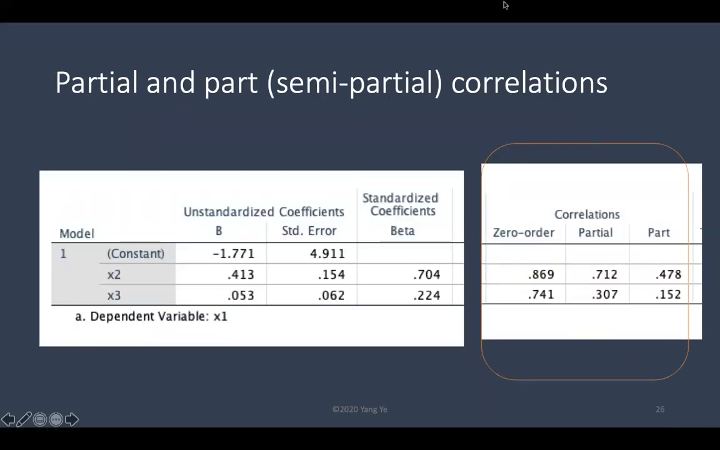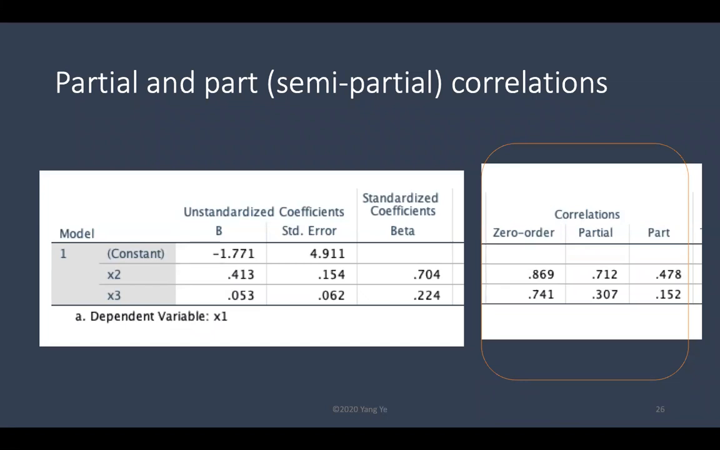The last bit before we go and take a break is the so-called partial and part correlations. If you look at the SPSS output, you can see that we've also included them if you ask for it. The first is the zero order correlations, which we already know. It's just a correlation without considering any other variables. But now you can see that there is partial correlation and part correlation.